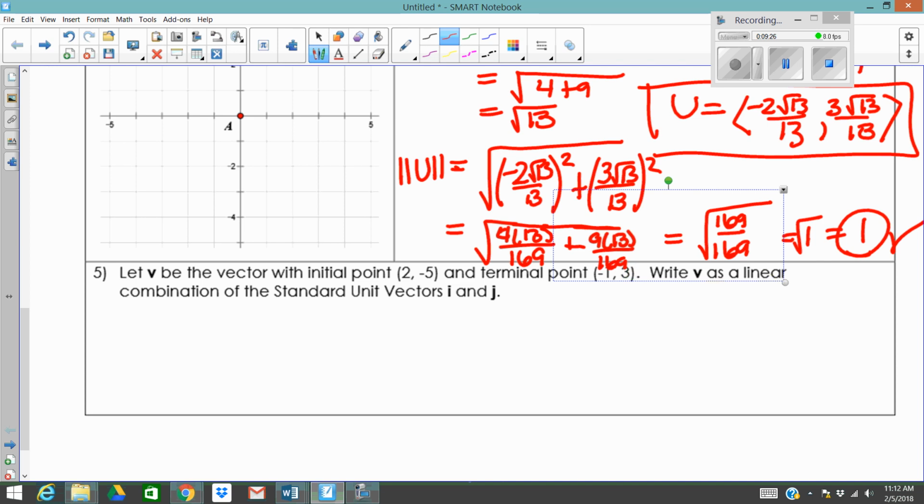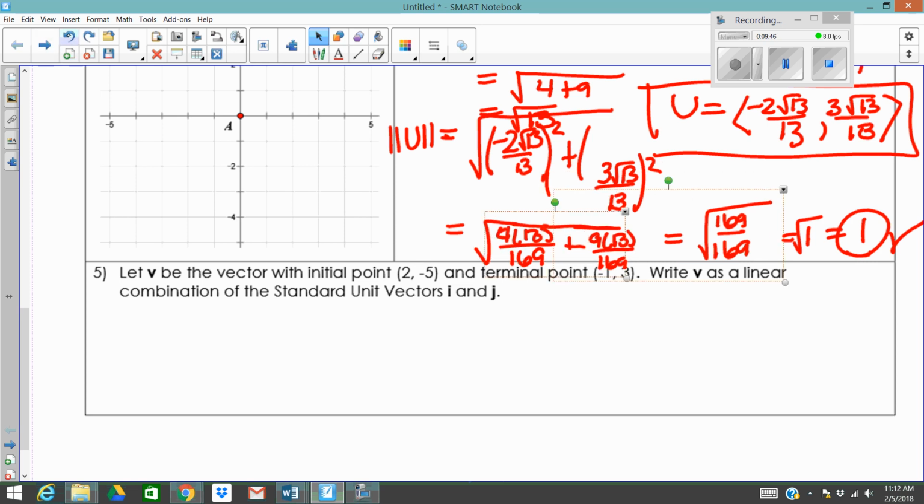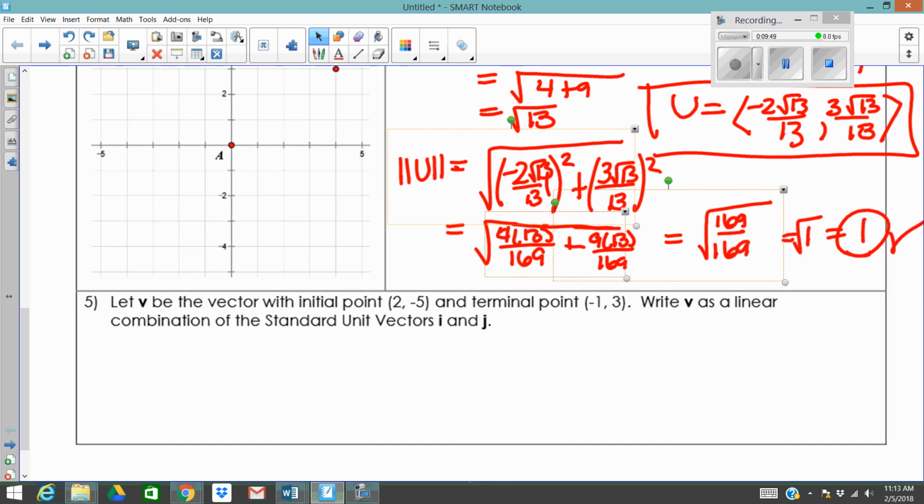So 5. Let v be the vector with initial point 2, -5, and terminal point, let me move that. Oops. Okay, undo. All right, let me, there we go, move it. Initial point 2, -5, and terminal point -1, 3, right? V is a linear combination of the standard unit vectors i and j. So first things first, let's find the component form of this vector v.